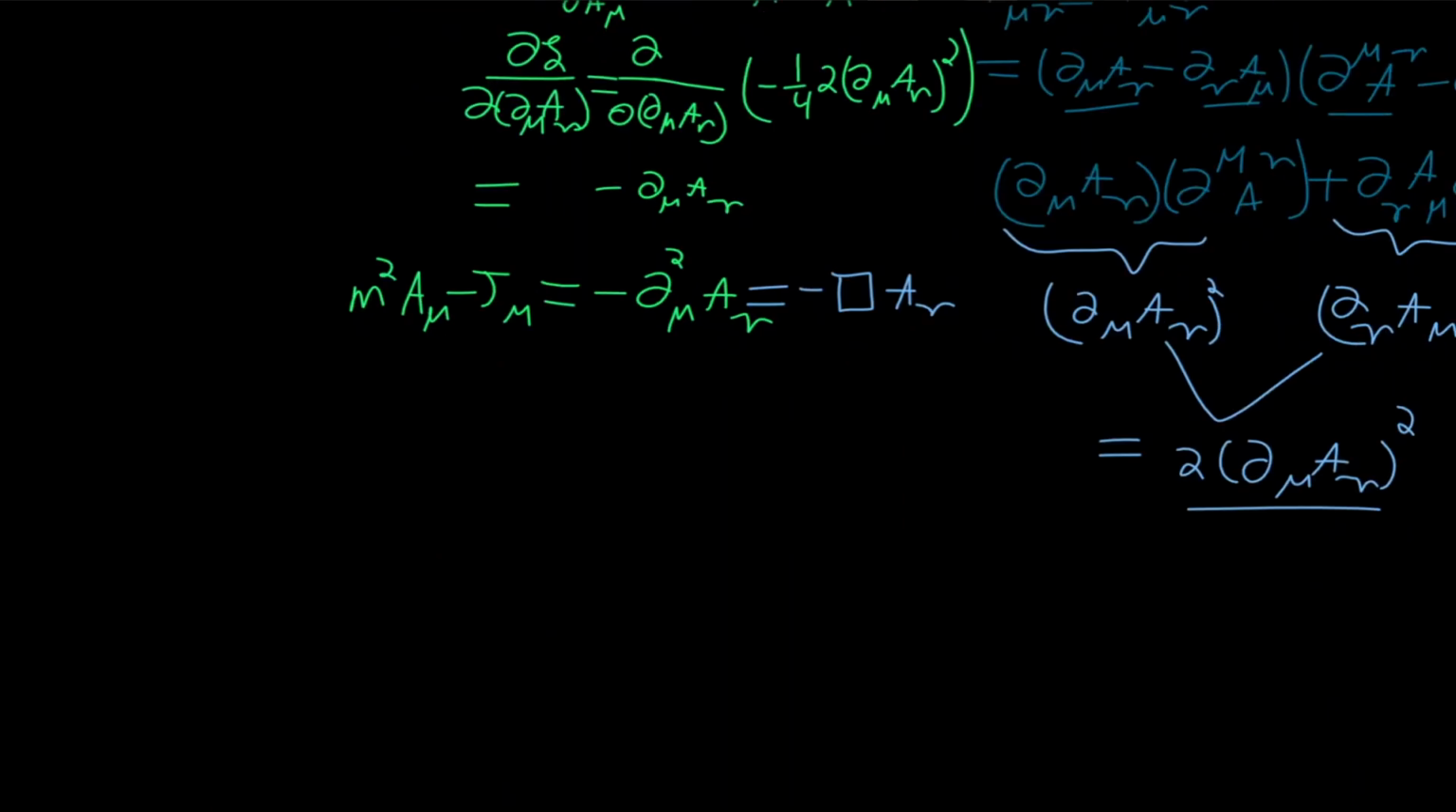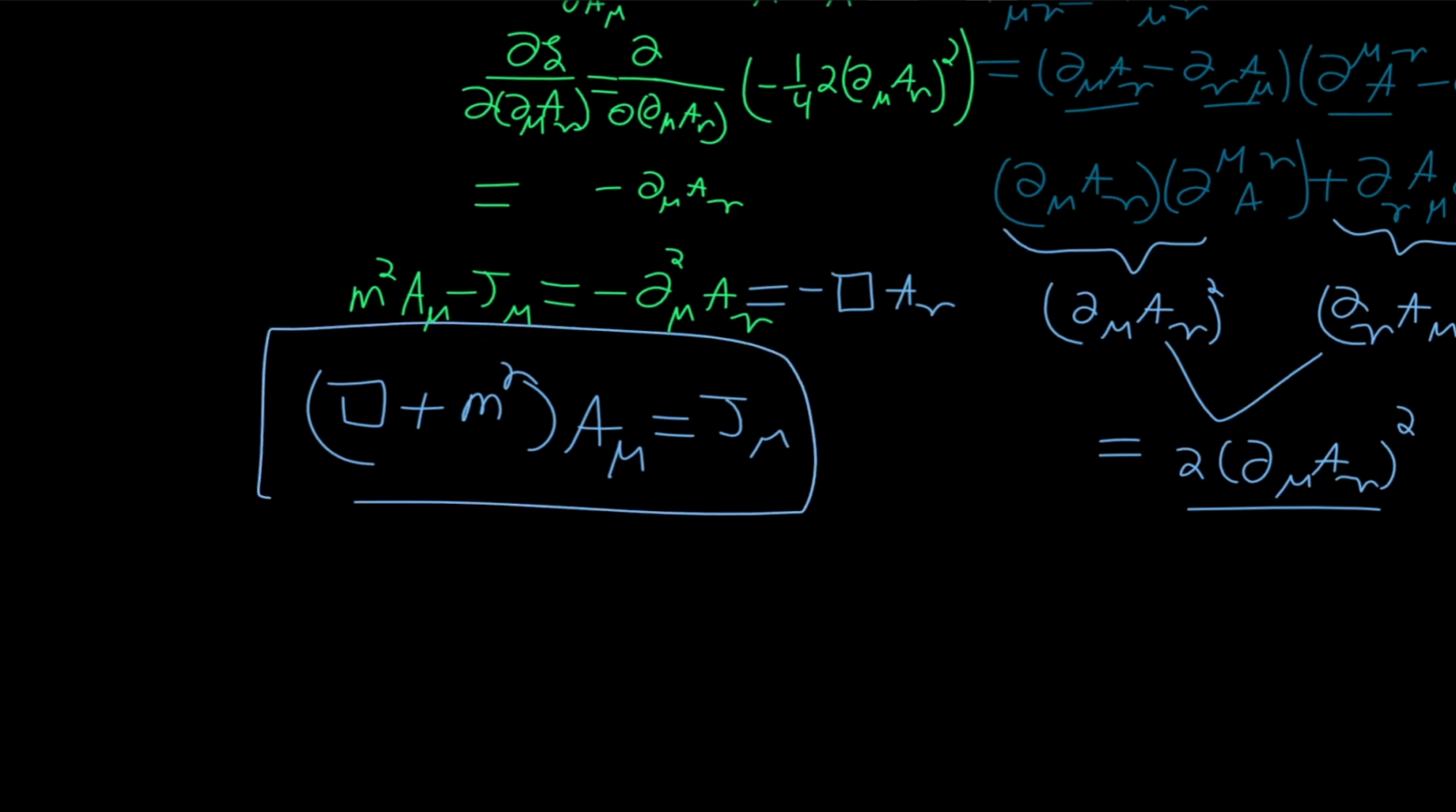Given that our μ's and ν's are really interchangeable, at this point we can just rewrite this whole thing as the D'Alembertian plus m squared, acting on just our A^μ, is equal to just J^μ itself. And that right there is the differential equation that we need to solve.